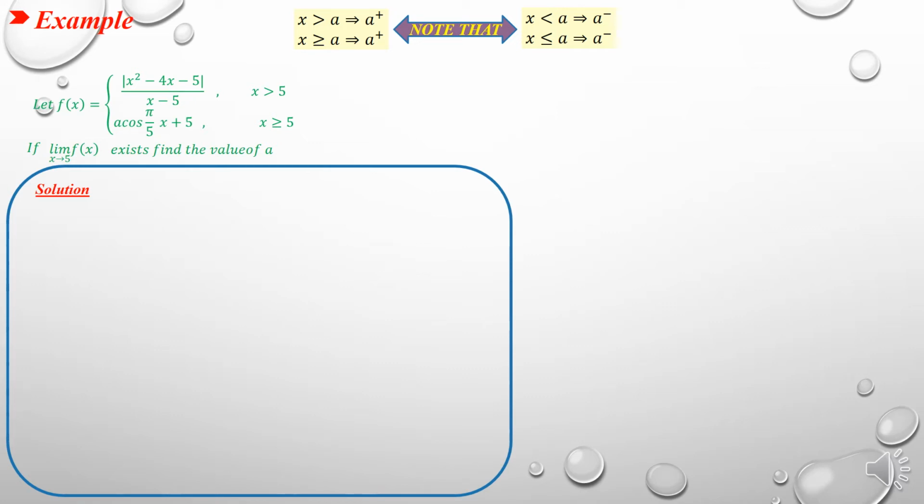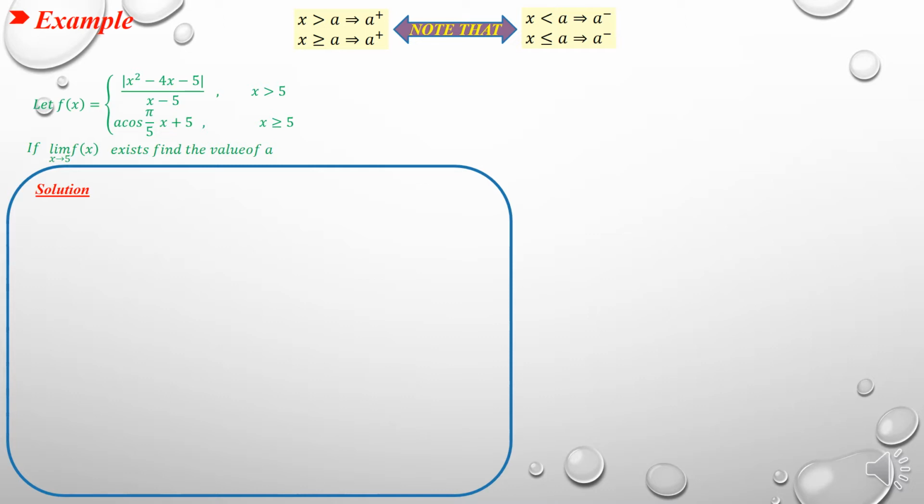Hi everyone, in this video we'll take an example of how to find a missing constant in a piecewise function for a given limit. In this question, let f(x) equal the absolute value of x squared minus 4x minus 5, divided by x minus 5, when x is greater than 5. And the second piece is a cosine of pi over 5 x plus 5 when x is less than or equal to 5. We have the information that the limit of f(x) as x goes to 5 exists. Find the value of a.